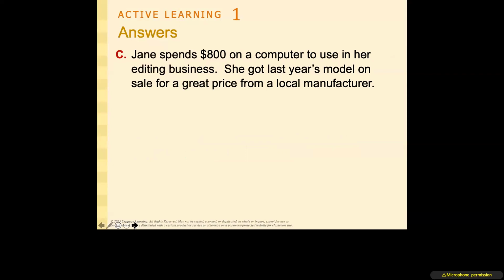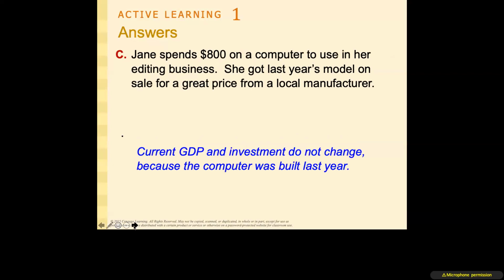Jane spent $800 on a computer to use in her editing business. She bought last year's model. And so it was on sale. Okay. So we know she spent $800, which is great, but she bought last year's model. So nothing's going to change because last year's model was counted in last year's what? Investments. Remember how I mentioned inventory? Well, inventory is counted in the GDP in the year in which it's made, not the year in which it's bought.